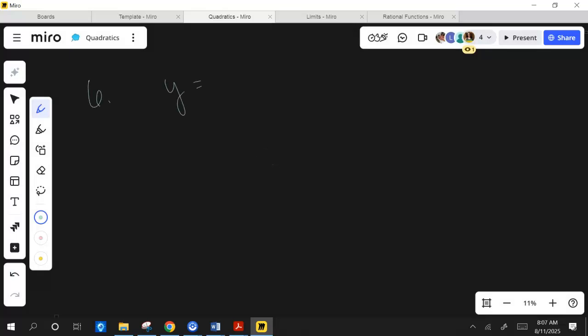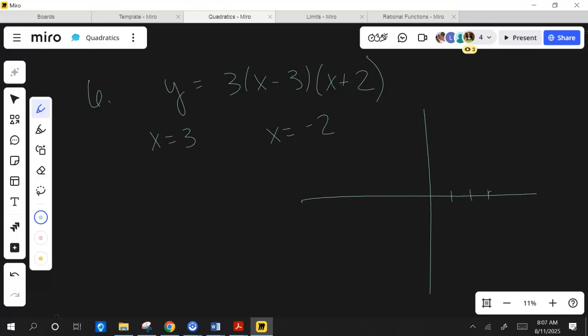Let's see, y equals 3 times (x minus 3) times (x plus 2). What form is this? Intercept form, x-intercept form. How many points does this give me? 2. Remember, the number of parentheses tell you how many points it gives you. And anything in parentheses takes on the opposite sign, so remember that. All right, so what are these x-intercepts? 3 and negative 2. So I'm going to go ahead and plot those. 1, 2, 3. 1, 2.